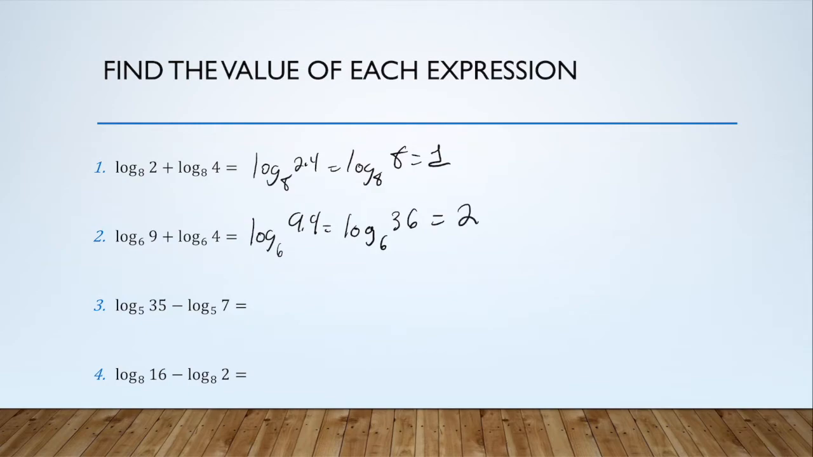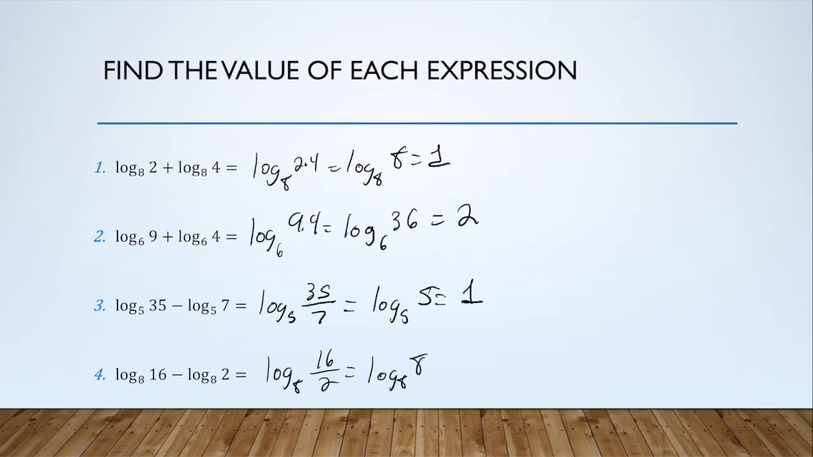If I have log base 5 of 35 minus log base 5 of 7, that's going to be log base 5 of 35 divided by 7, which would give me log base 5 of 5, which is 1. And if I have log base 8 of 16 minus log base 8 of 2, that gives me log base 8 of 16 divided by 2, which is log base 8 of 8, which is again going to give us 1.